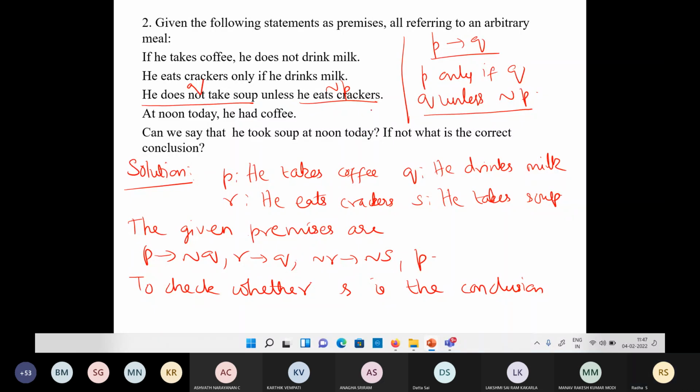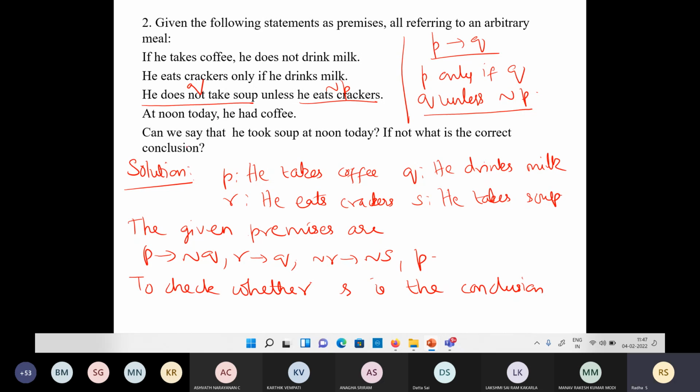So what is P? If you take, he eats crackers as not P, now what should be P then? He does not eat crackers, right? So you should write P tends to Q. He does not eat crackers means what? Not R. So not R tends to, he does not take soup. He does not take soup is what? Not S. So not R tends to not S, comma P. P, I think you know already, it is given.